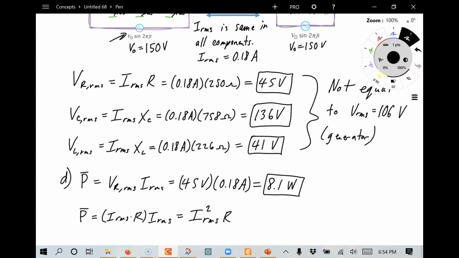And this is a nice one to use because we know that the current is the same through everything. So if we just know what the current happens to be in the RCL circuit, then we can easily calculate the power just by taking the square of the RMS current multiplied by the resistance of the resistor. And if you check it out, you'll see that you get the exact same value, and so we know we did this correctly.